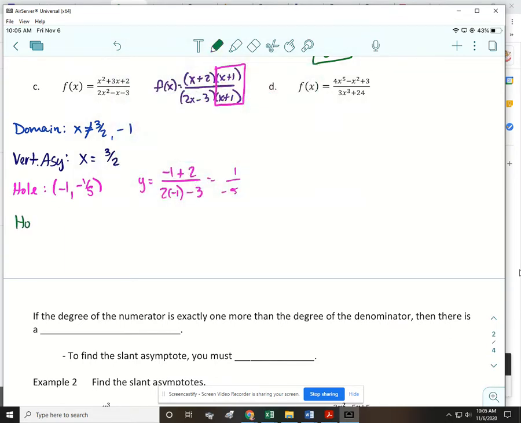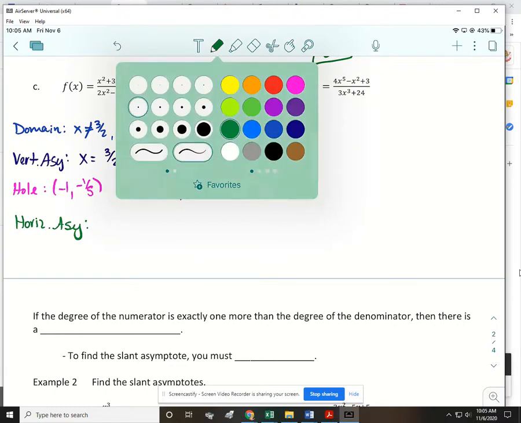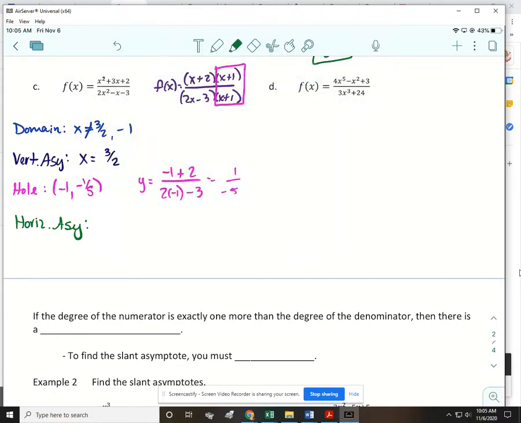And then the horizontal asymptotes come from the degrees. And again, I usually look at the original. I have 2, 2, so they're the same. So I do the leading coefficient of the numerator over the leading coefficient of the denominator.